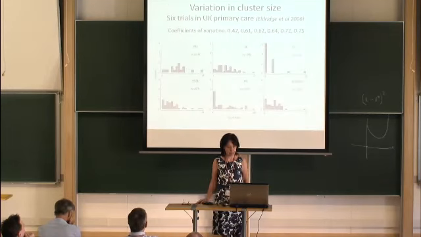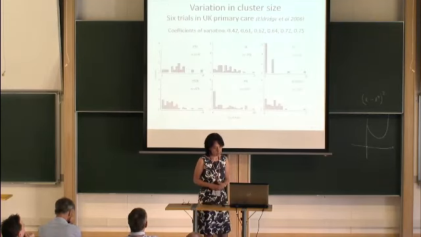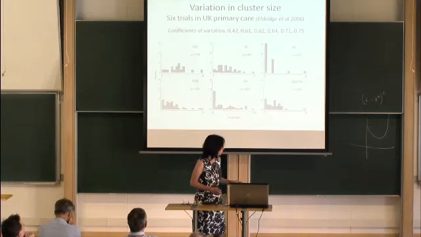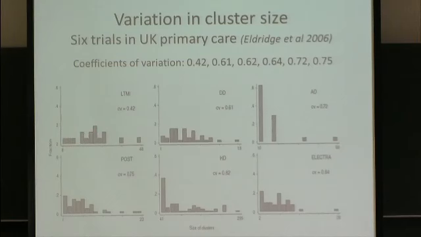Seems fairly obvious. This is the data from the methodological paper that we published in 2006, and this shows you the distribution of cluster sizes in 6 different trials. And I wasn't sure how well you'd be able to see the actual figures on the diagrams, so I've put up here the coefficients of variation of cluster sizes for these 6 trials.